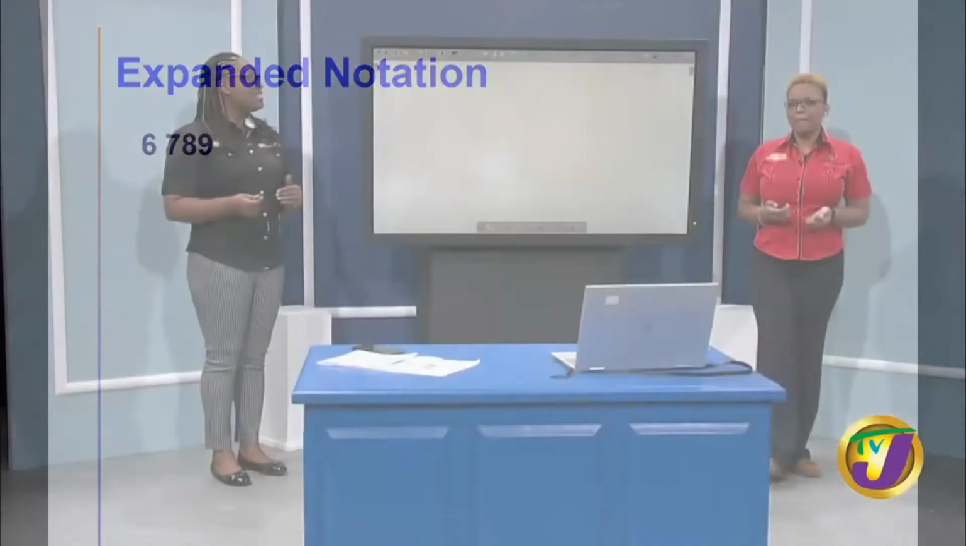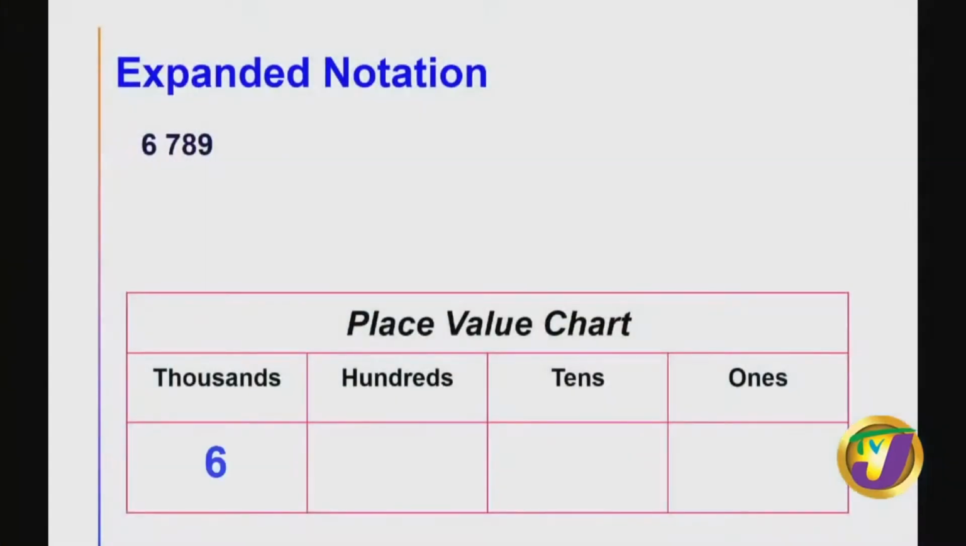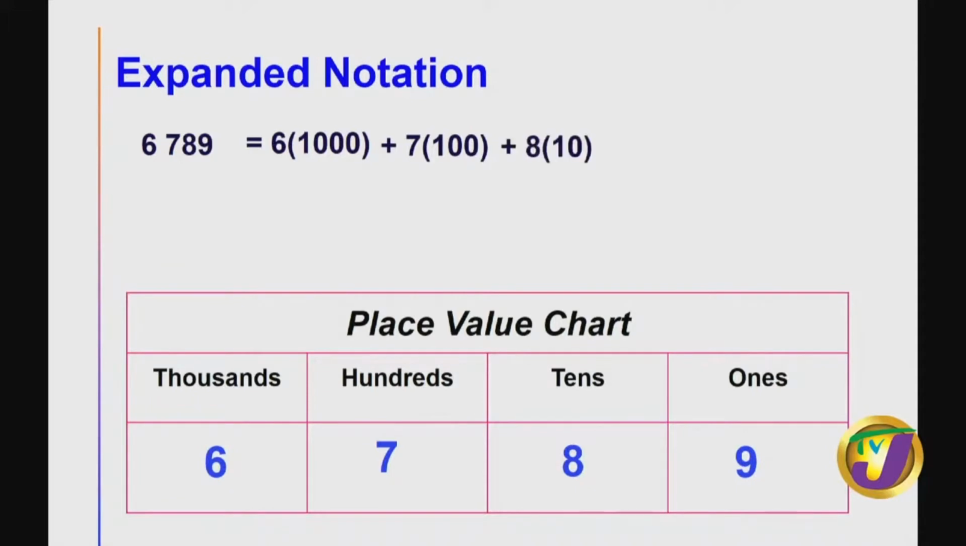So, all right, let's take it to our place value chart. So we have 6,789, and let's just break it down into its components. So we have 6,000s, 700s, 8 10s, and 9 1s. Let's go again. So let's rewrite it. We have 6,000 plus 700 plus 8 10s plus 9 1s.